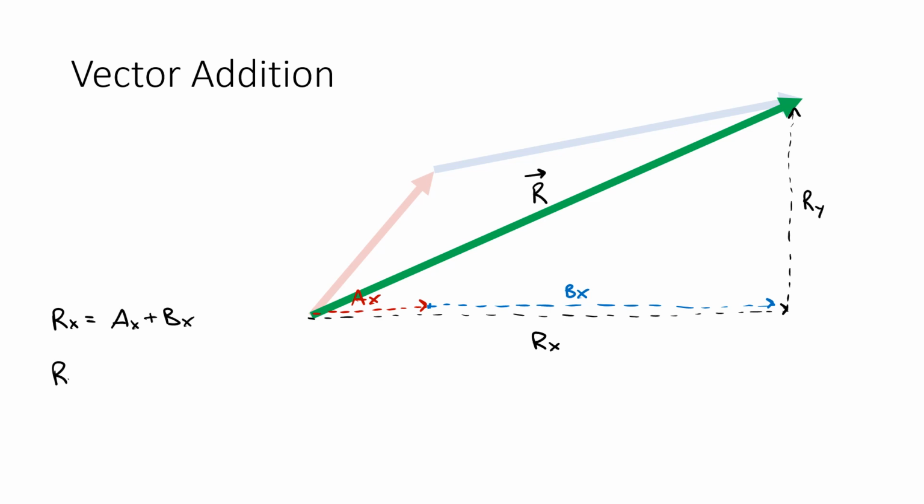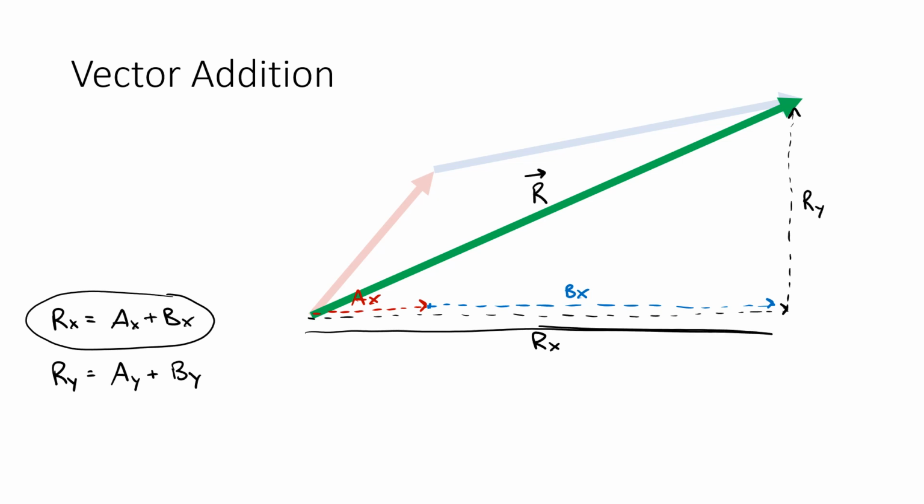And R sub y is made of A sub y plus B sub y. So that next, that second bullet point that I had said, add the like components. So this is what I mean. All of the x's, all of the horizontal components add together to form this new side of the triangle, this very large horizontal side.